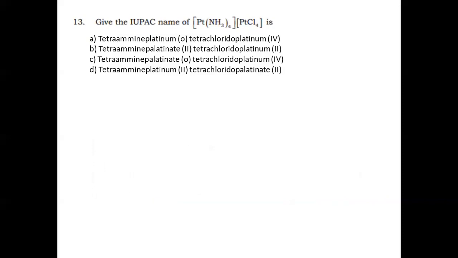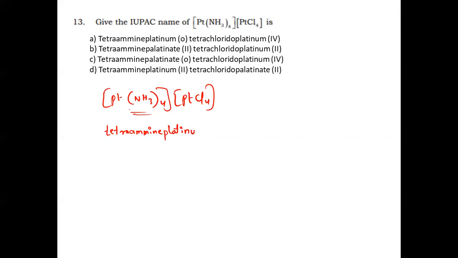Question number 13. Give the IUPAC name of [Pt(NH3)4][PtCl4]. Okay, here if we write the complex like [Pt(NH3)4][PtCl4], first we have to write the cationic complex, tetraammine. There are four ammonia groups, hence we write tetraammineplatinum. The metal present is platinum, and in this coordination sphere platinum has oxidation state 2, that we have to write in the parenthesis.